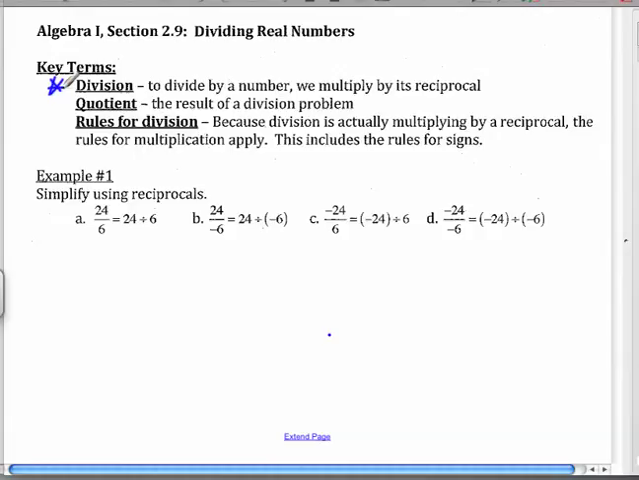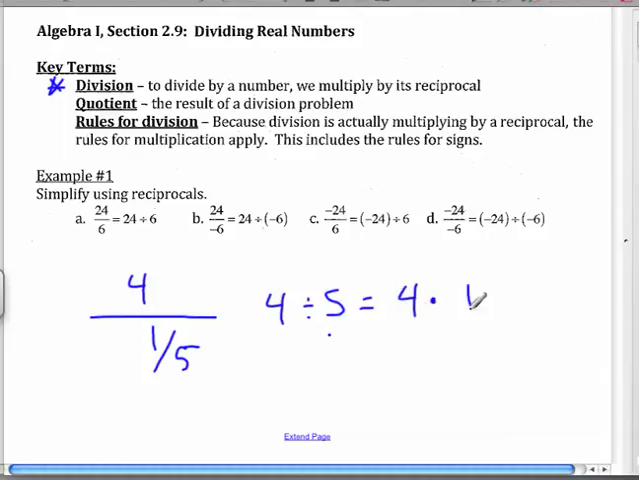So we can do these complex fractions like we were doing earlier, 4 over 1/5, yes? That just means 4 divided by 1/5, which is the same as 4 times the reciprocal of 1/5, which is 5. So I'm going to get 20. Okay? Complex fractions are very simple. We just need to remember that we take them a step at a time. Whenever we're dividing by a number, we multiply by its reciprocal.